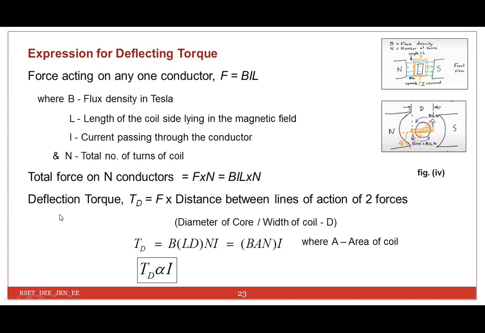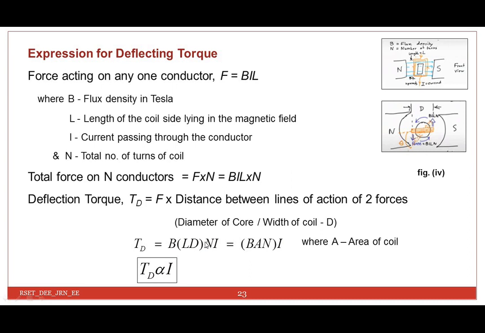Now torque is the turning or twisting moment of a force. So TD is equal to F into the distance between the lines of action of the two forces. You will see this force is acting in this direction, and at this end the force is acting in this direction. So the distance between the two lines of force can be called D, which we can call the diameter of the core or the width of the coil, designated as D. So F into D, where F is BIL into N, into D. So I can rewrite it as B into LD within brackets, N into I.